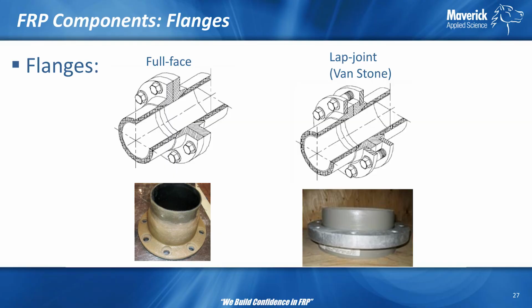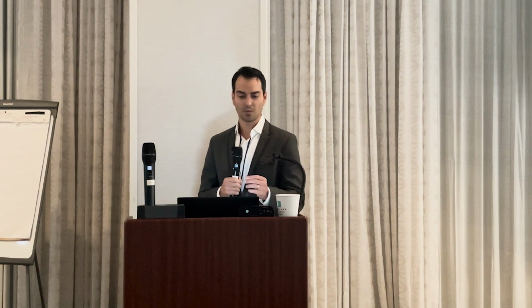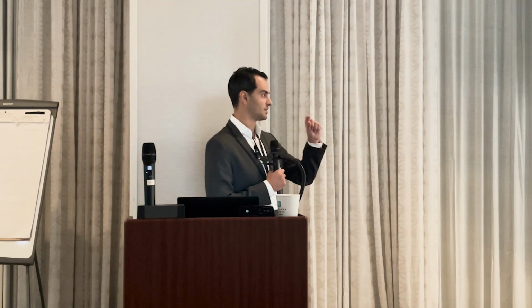Flanges, we have mainly two types. We have the full face and the lap joint or Van Stone flange on the right. So the full face is a regular flange that is connected to each other, full face. The bolts are going through the whole flange. And then we have the lap joint or Van Stone flanges, where the stub of the flange is a little bit smaller. And then you have backing rings where you have the bolt patterns to attach it.